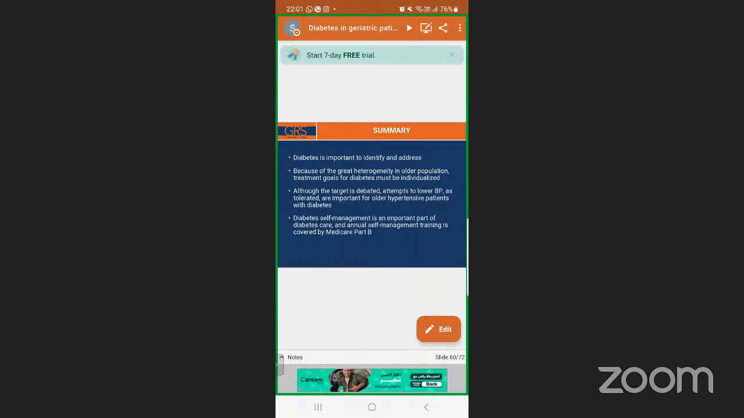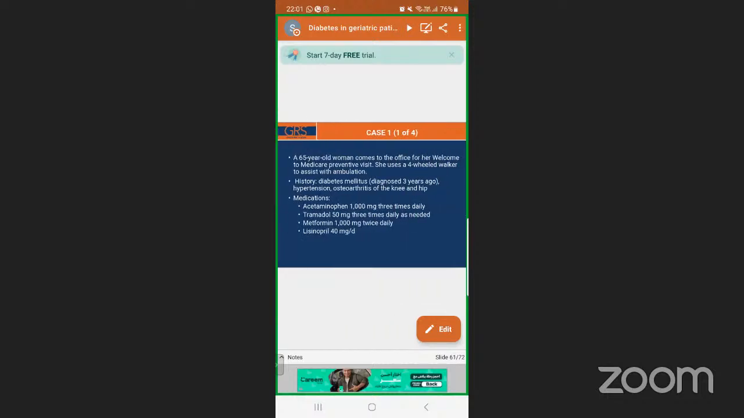To sum up, diabetes is very important to identify and address because of the great heterogeneity in the older population. Treatment goals for diabetes must be individualized. Although the target is debated, attempts to lower blood pressure as tolerated is important for older hypertensive patients with diabetes. Diabetes self-management is an important part of diabetes care, and annual self-management training is covered by Medicare Part B.